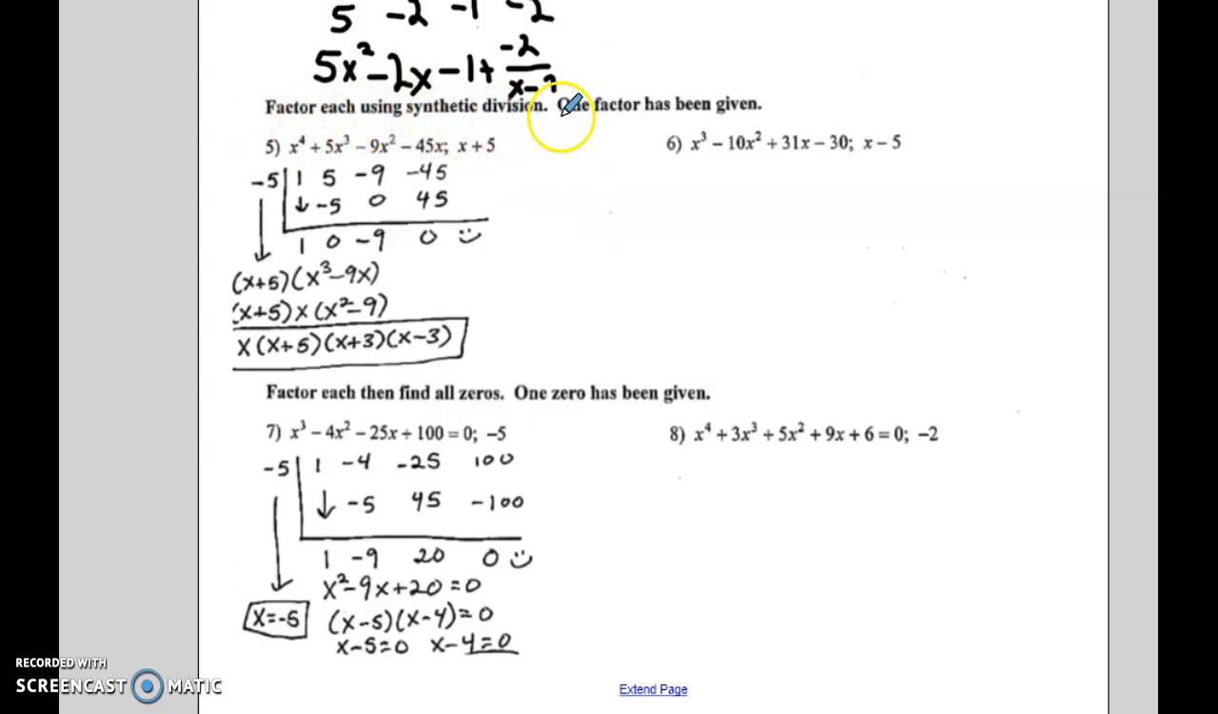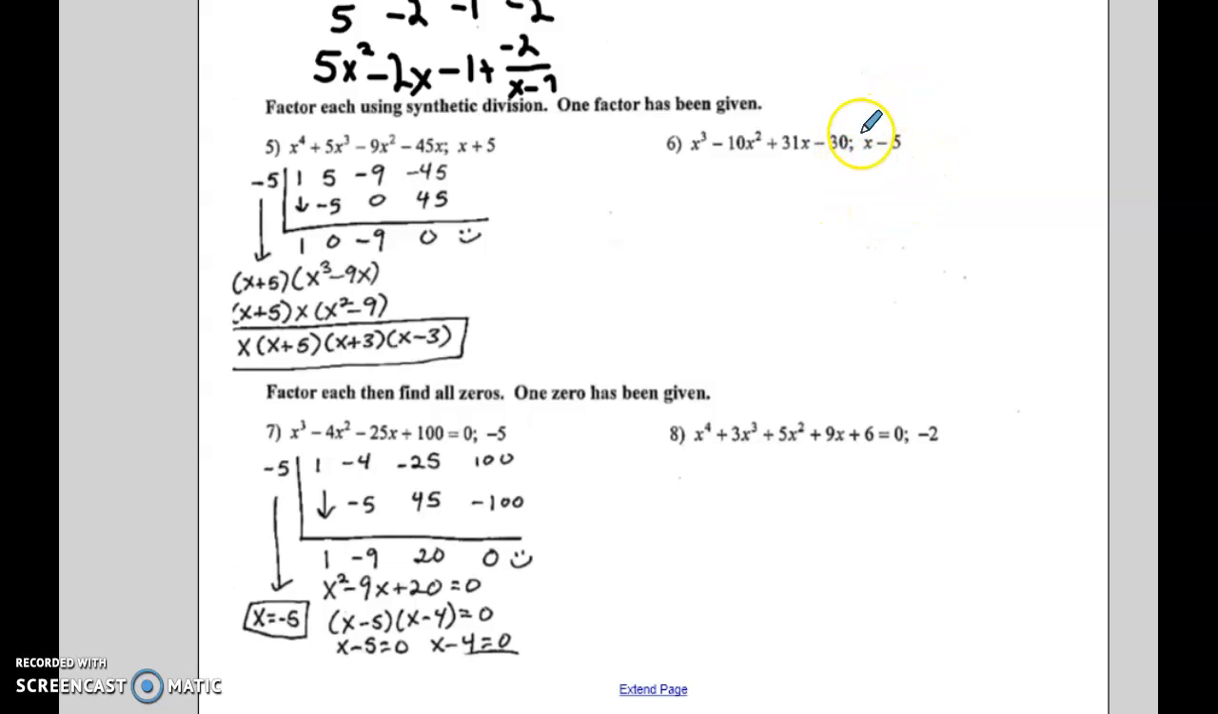Factor each using synthetic division. One factor has been given. So in the Google Meet yesterday, we talked about if I got this 4-term expression where I can't factor it by grouping. Okay, this will not factor by grouping, so I need to go some other route. Well, that other route here is synthetic division.